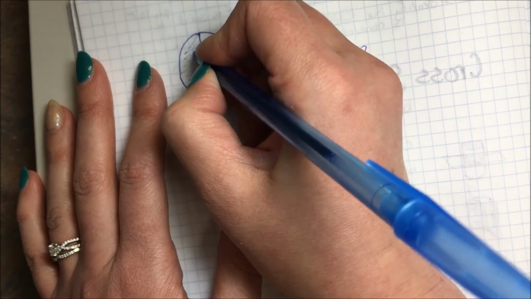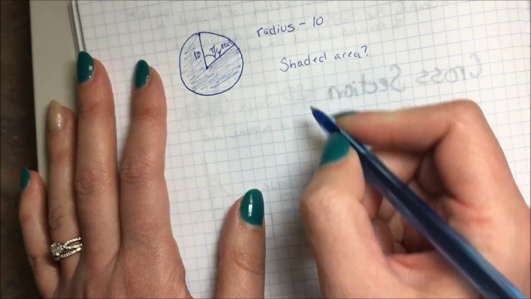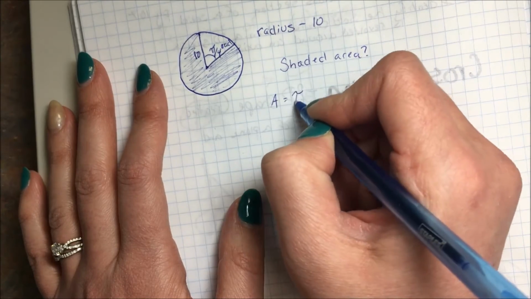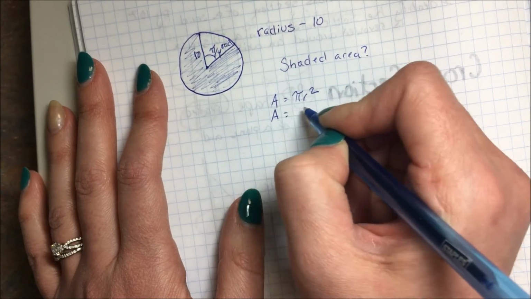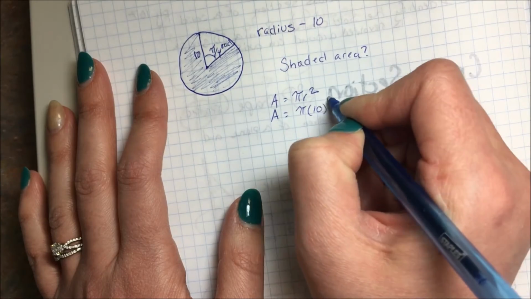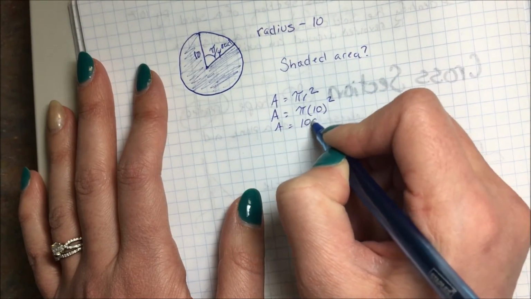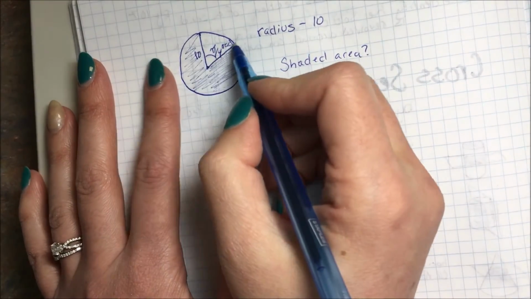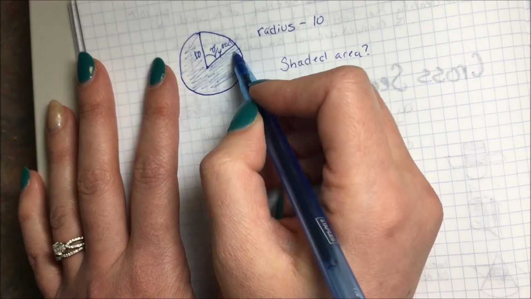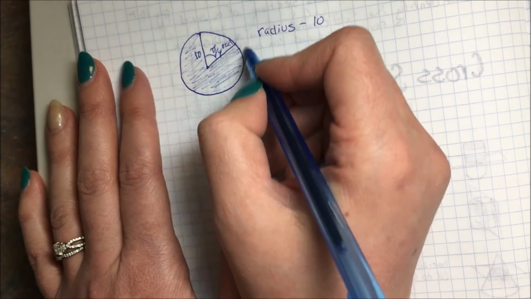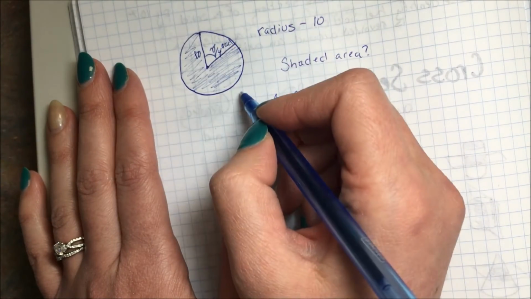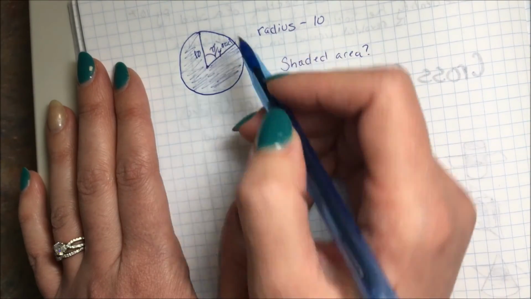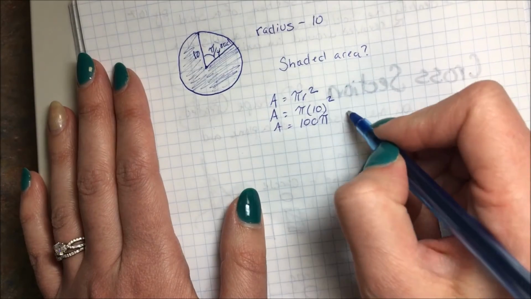So to do this, I know my radius is 10. Here's my center. I'm going to find the area of the whole thing. So the area is 100 pi. Now, I want to find what the shaded area is. And the shaded area, well, I know the whole way around is 2 pi. I'm taking out 1/4 pi. So I can find out how big this space is and subtract it from my total area.